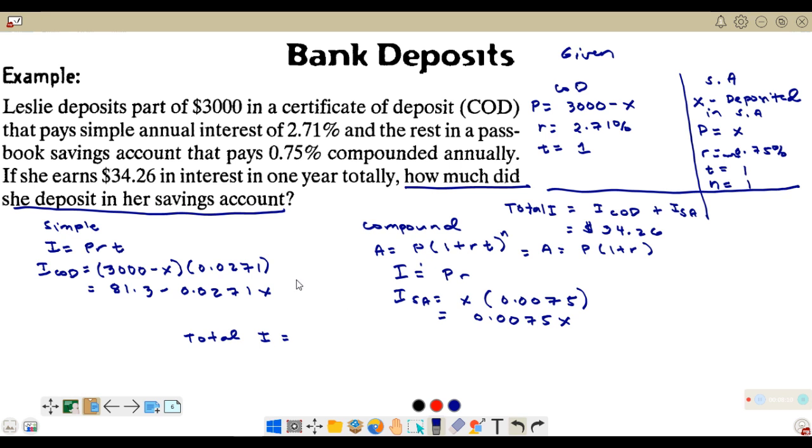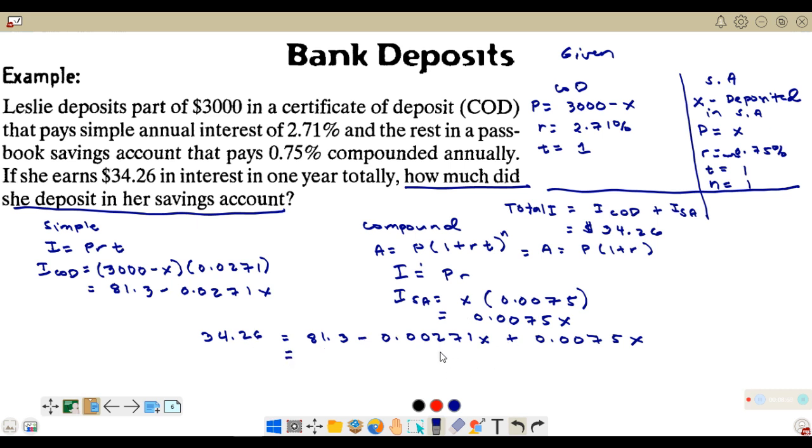Great. Now, kunin na natin yung total interest, which is equal to 81.3 minus 0.0271x plus 0.0075x. Okay. And substitute ko na rin dito yung total interest natin, which is 34.26. Simplify lang natin yung equation.